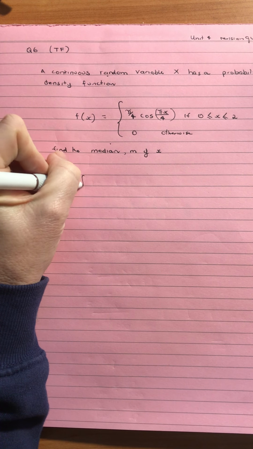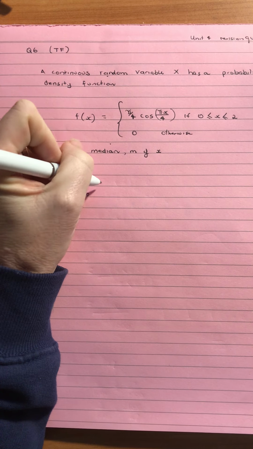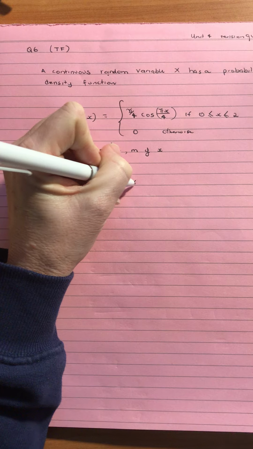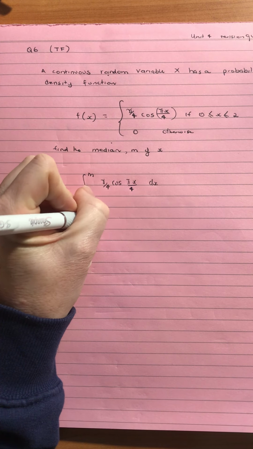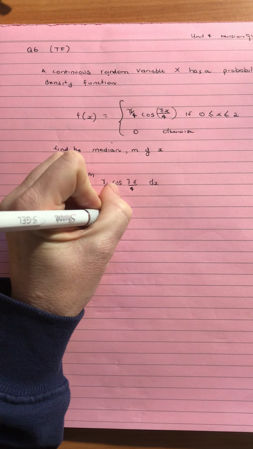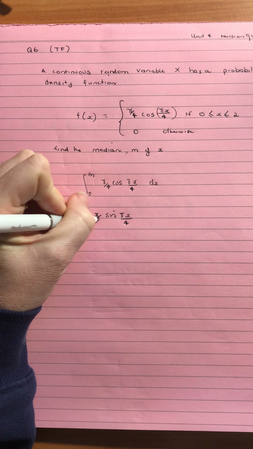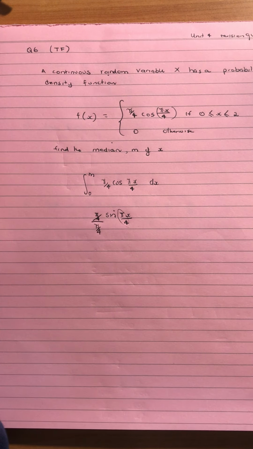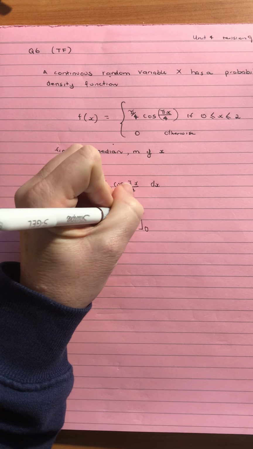Now, when we find the median, that's when the area under the curve is equal to 0.5. So what we're doing is the integral between 0 and m, for our median, of pi on 4 cos of pi x on 4 dx. When we do the integral, we know that cos goes to sine, and the pi x on 4 will remain. We divide by the pi on 4, so we're bringing that part out to the front, and we're going to go between 0 and m.